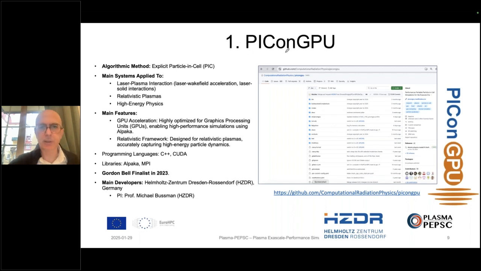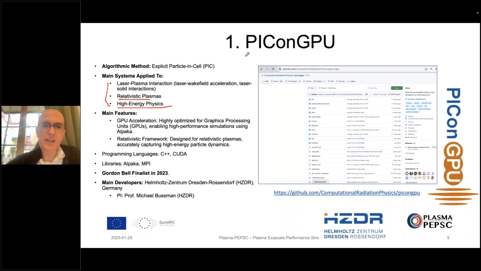So the first code is PIConGPU, an explicit particle-in-cell code, very advanced with many different features, for instance, radiation and relativistic treatment of the system. As I mentioned in the previous video, this main system is applied to laser plasma interaction. For instance, laser wakefield acceleration and laser solid interaction, is largely used in relativistic plasma, and also for modeling high energy physics that includes plasma.